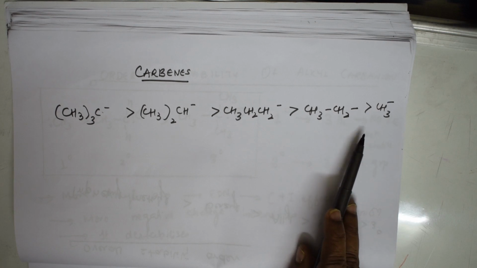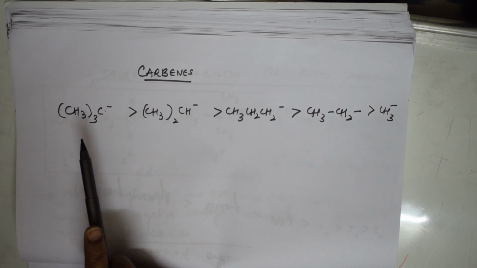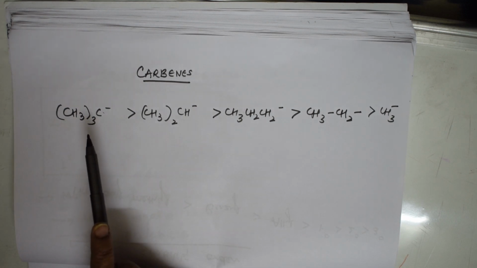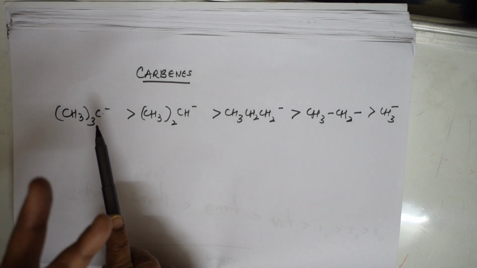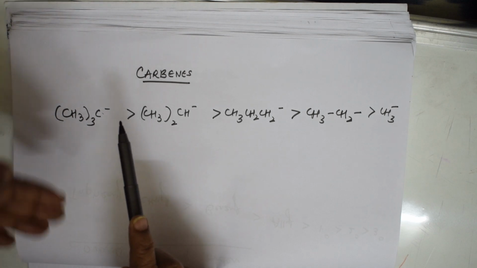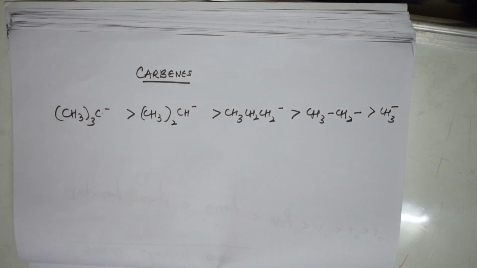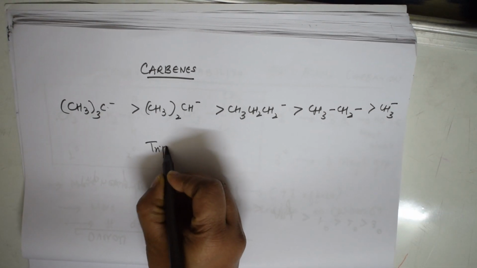What is the reason? In the singlet, energy is required to place 2 electrons in the same orbital. I need to fit 2 electrons in the same orbital and overcome the interelectronic repulsions. That is why always remember triplet carbenes are more stable.